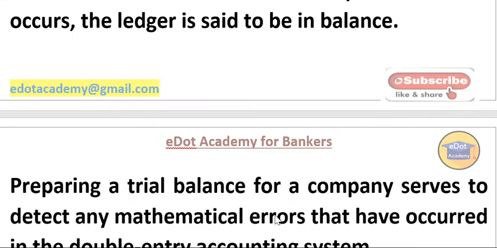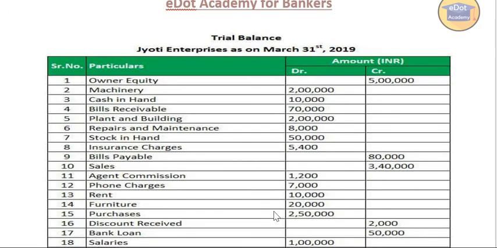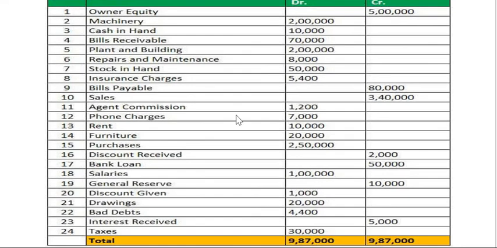I'll just show you one format of trial balance here. Like owner's equity, credit balance 5 lakh rupees, machinery, debit balance 2 lakh rupees, cash in hand 10 lakh rupees, bill receivable 70,000 rupees. We keep on passing all the entries here. You can see here we have passed all the entries: furniture, purchase, discount, salaries, discount, drawings, bad debt, interest received as per their balances.